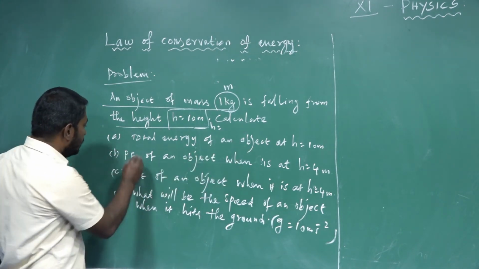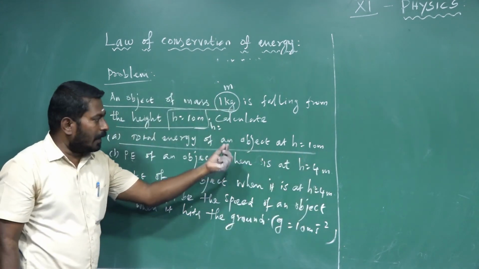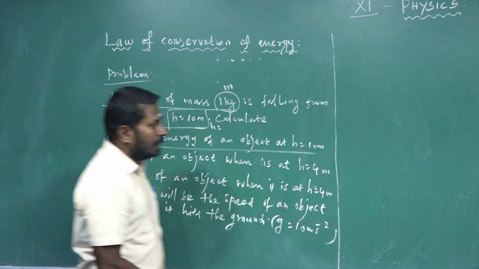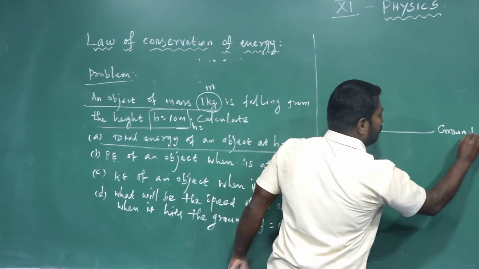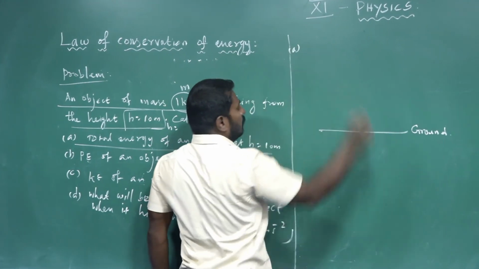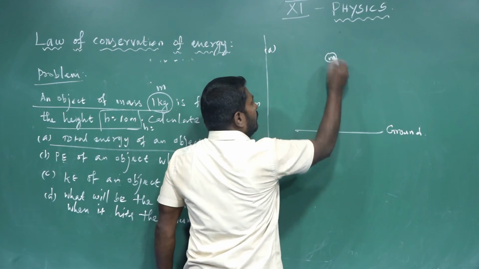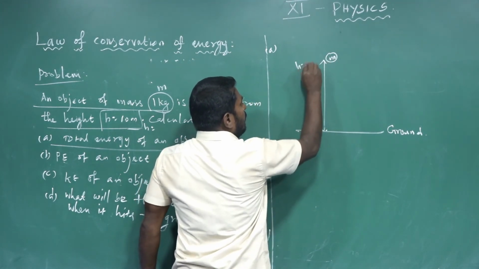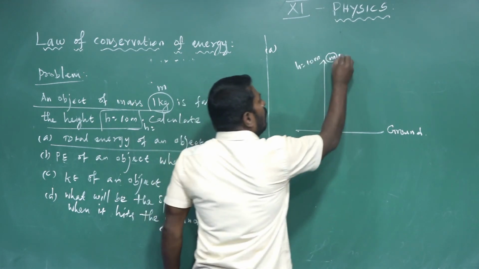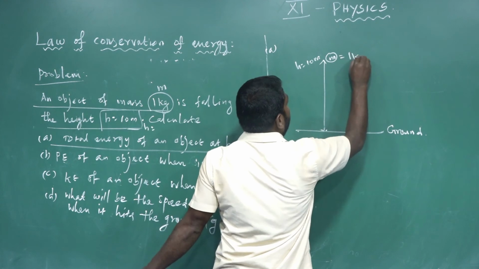First we are going to see part A. What is the total energy of the object at a height of 10 meter? See the diagram. It is the ground. See the height of the object from the surface of the ground, h is equal to 10 meter. The mass of the object is equal to 1 kg.